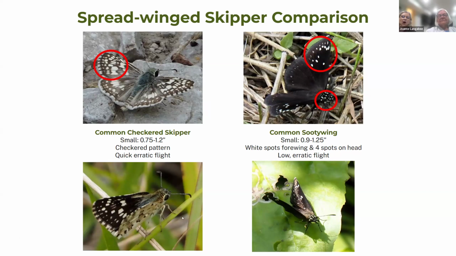And all your skippers have big heads and big eyes. So that's something else to look at to kind of generalize it into a group. The common sooty wing is very dark and has black mostly when you see it. And then it has the white spots on its forewing and the 4 white spots on its head. I'm always looking for those if it stands still long enough. And it has low erratic flight.